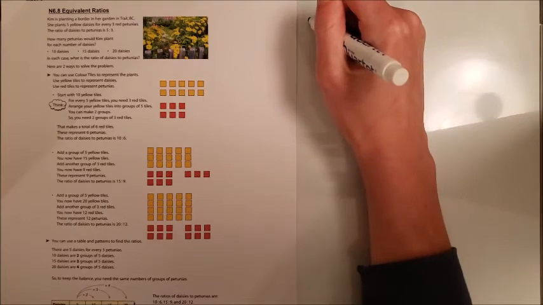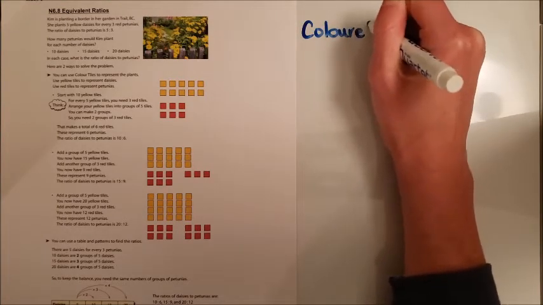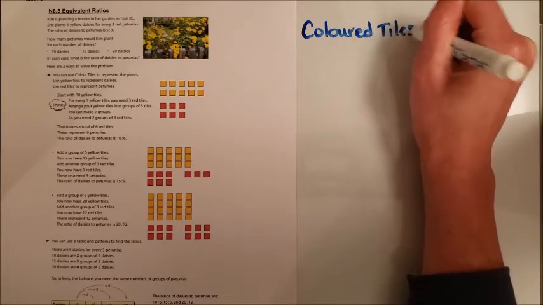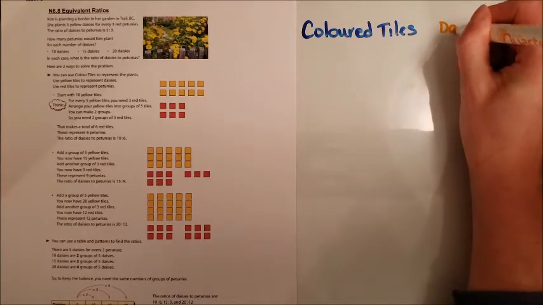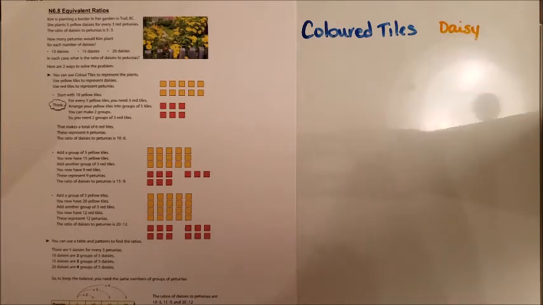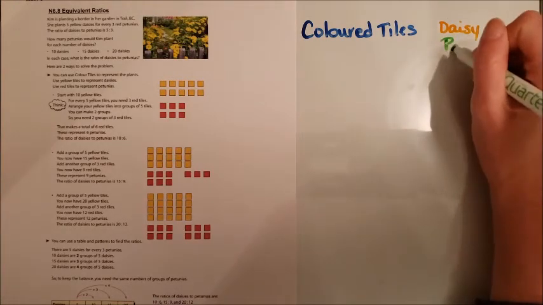So we're going to start with a picture drawing. So we can use colored tiles. Now, I don't have tiles, but I do have 2 different colored markers I'm going to use. And so we know that for every 5 daisies, she has 3 petunias. So I'm going to represent daisies as orange. And I'm going to represent my petunias with this green color.